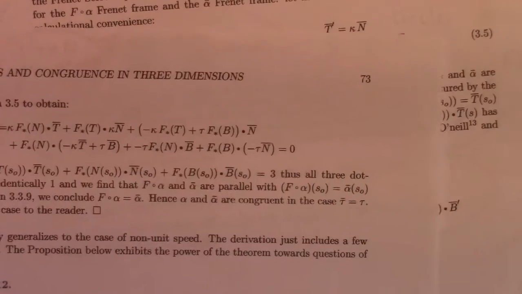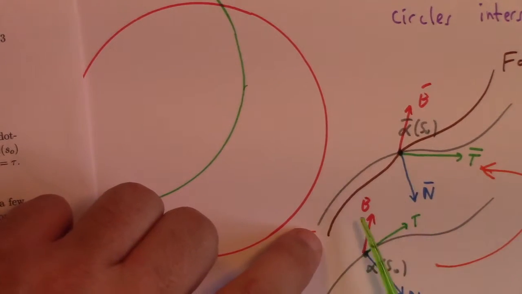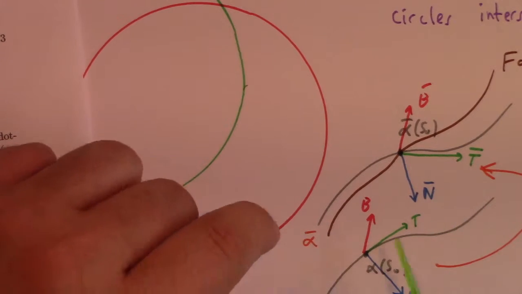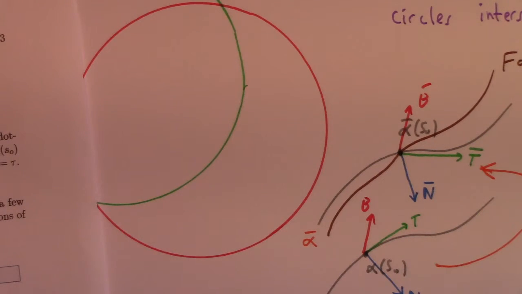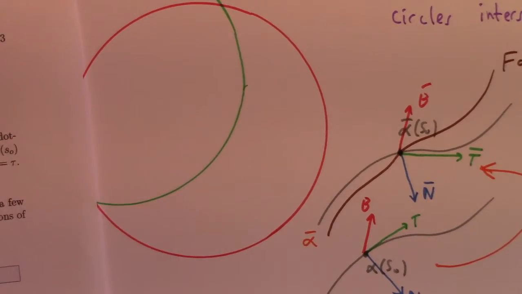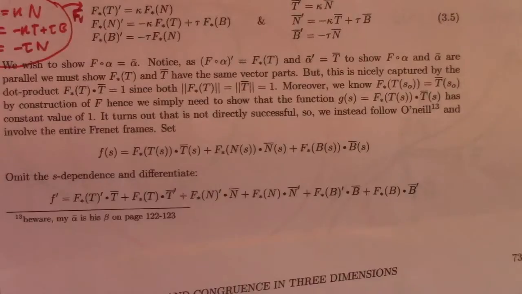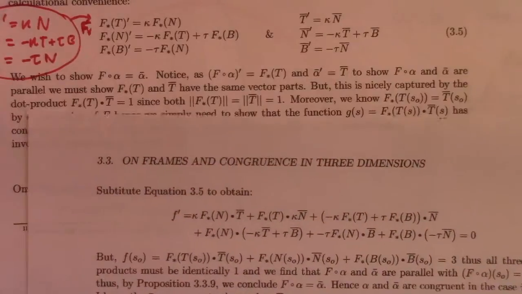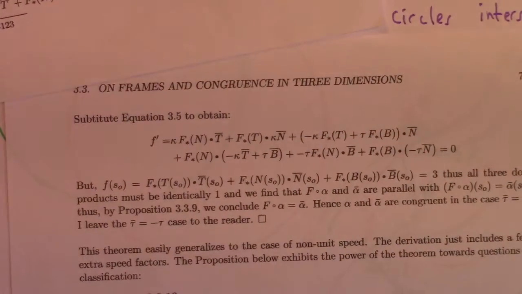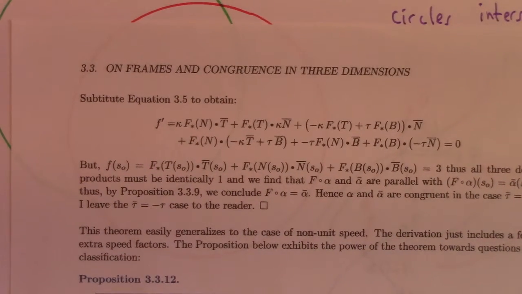This hypothetical brown curve shares this point, and it shares the same velocity, so it's the same curve. Which then shows, in fact, that alpha and alpha bar are congruent. They're related by an isometry, and that was the, I guess you could argue, interesting direction of that theorem. Again, I leave the case that the torsions don't match to the reader.